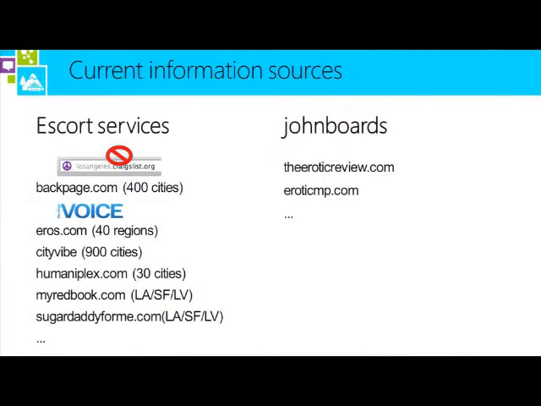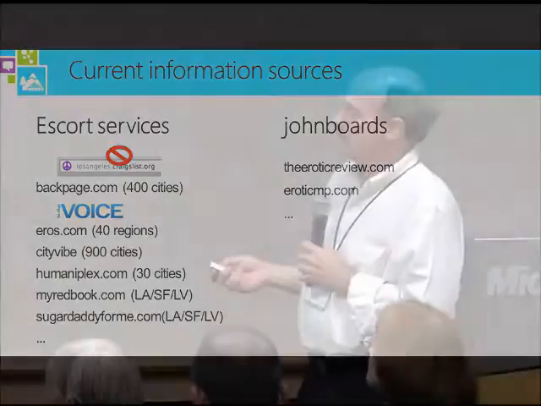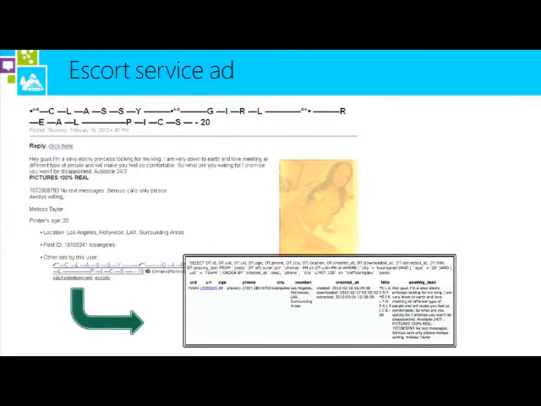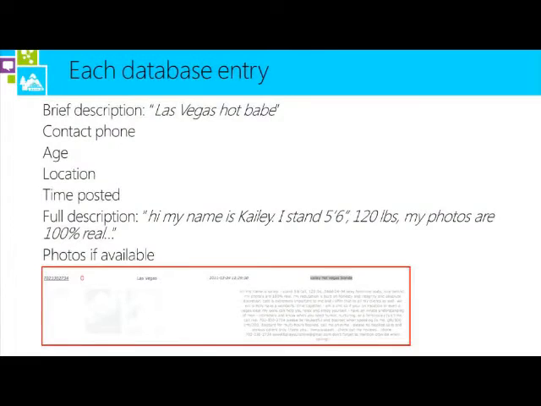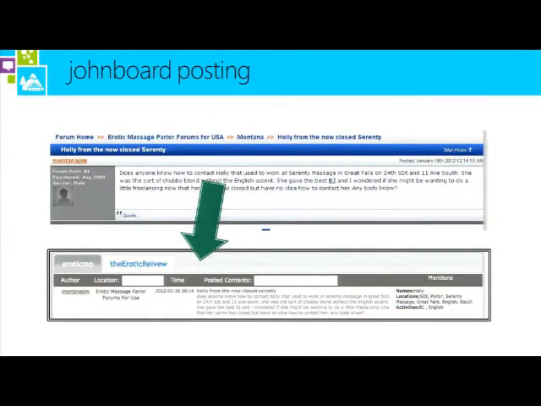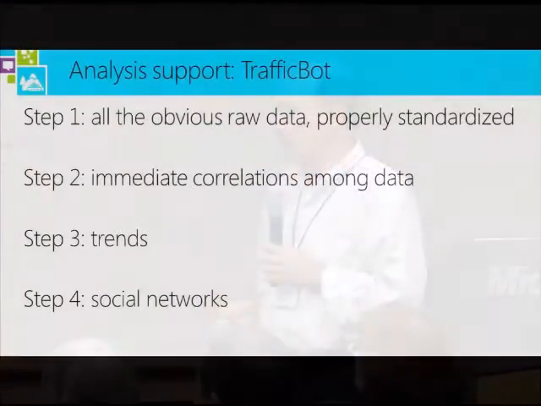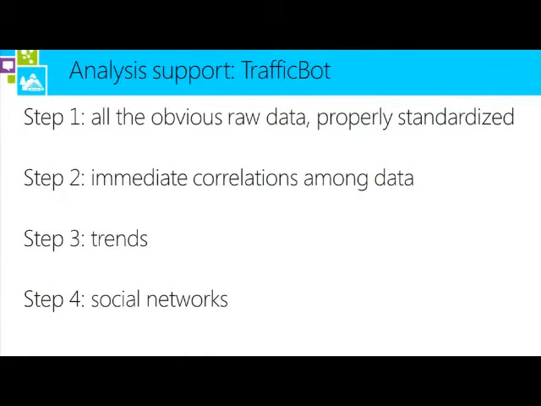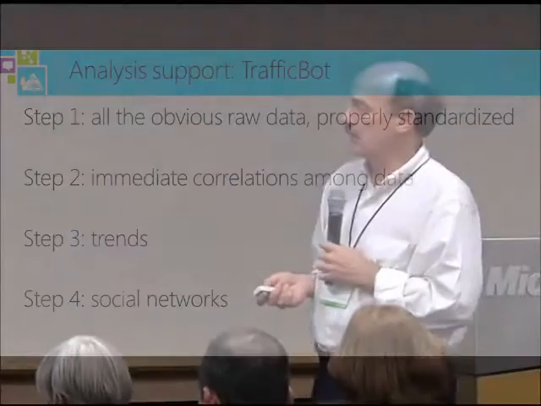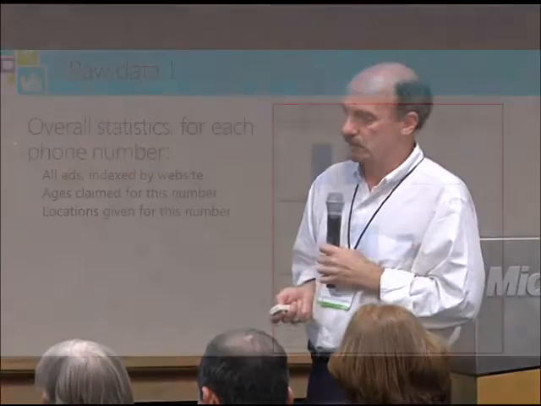So we have looked at escort services and John boards, and we've scraped easily tens to hundreds of thousands of individual records. Here's one, for instance, and at the bottom you can see the little record. Here's an example of the time and the age and the location that you get. Here's a John board example where somebody says, does anybody know where this young woman who used to work at Serenity Massage is? And you may be able to find other things about this guy who thinks he's private, but I mean, he's shouting this out to the web, right? And then once you've found the obvious raw data, you start correlating among them, and you find trends, and then you do social networks there.